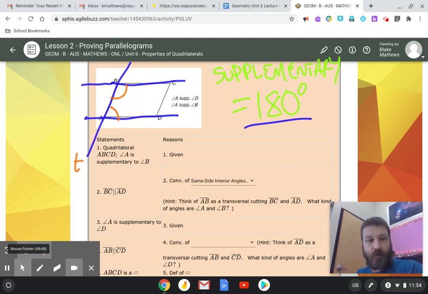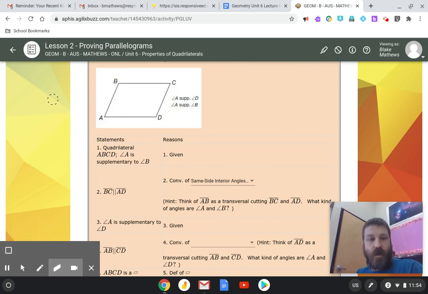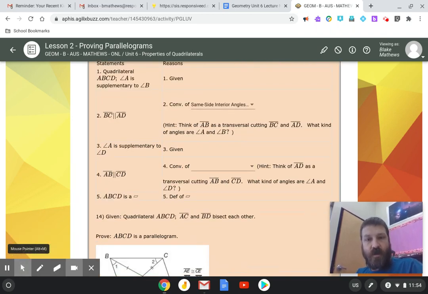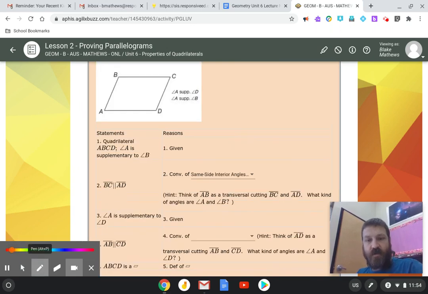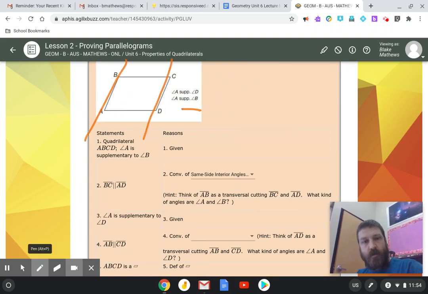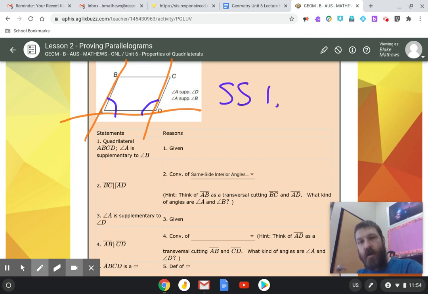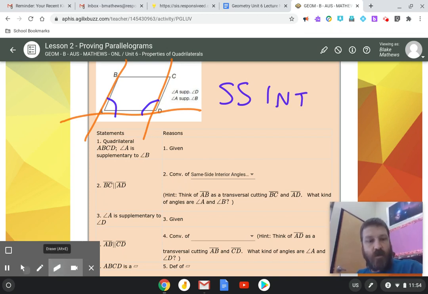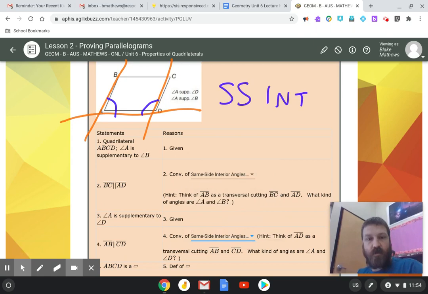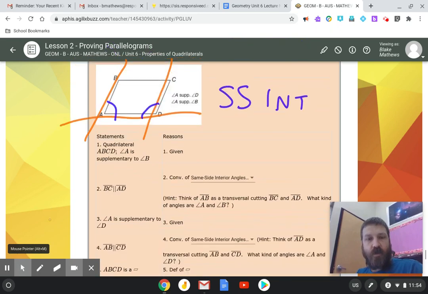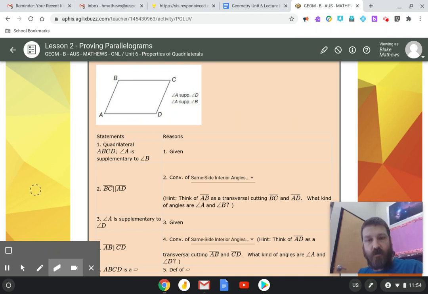All right, let's keep going. Let me erase. A is supplementary to D, that's given. And then we do the same thing. It says, think of AD as a transversal cutting AB and CD. There it is. And then what do I have? I have this angle and this angle. Those are, again, same side interior angles. So we're going to go down and select the same exact one, same exact concept. And that is literally all they have us do on this one. You just have to know that these are examples of same side interior angles. So that's really pretty easy.